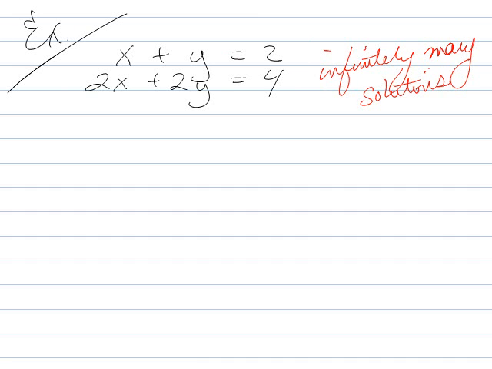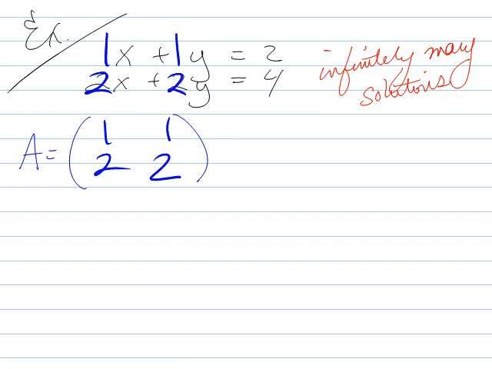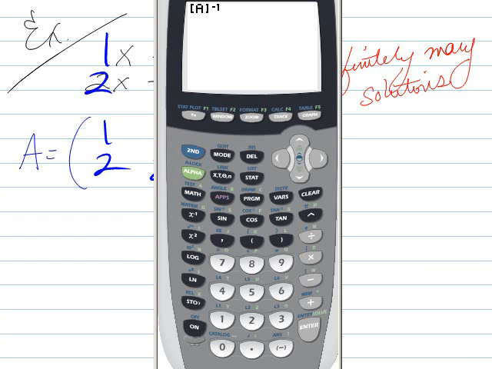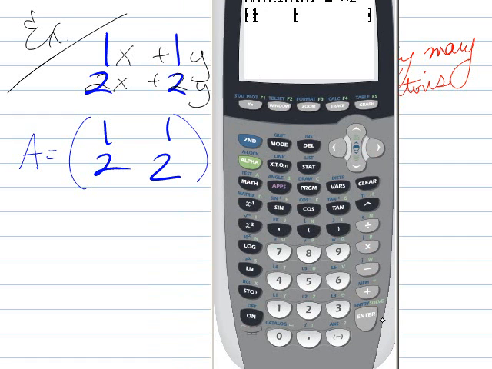So the question is, well, what is this going to look like if we try to put it into a calculator? So I'm going to make my A. It's going to be 1, 1, 2, 2. I'm not going to bother putting in the B because I have the ability to know what's going on, and I'm not going to waste my time putting in the B because I don't want to. It's still a 2 by 2. 1, 1, 2, 2.